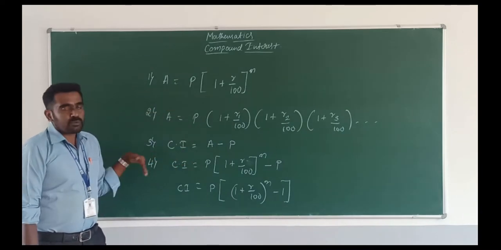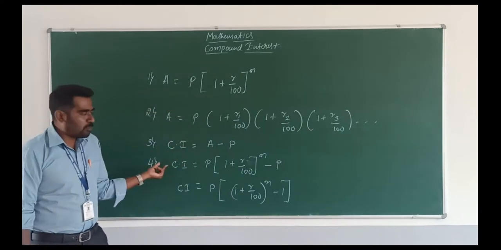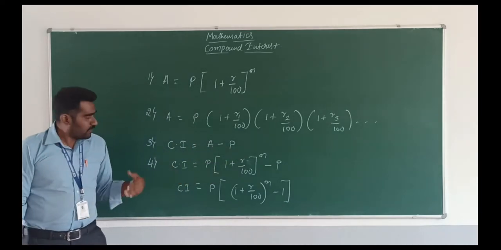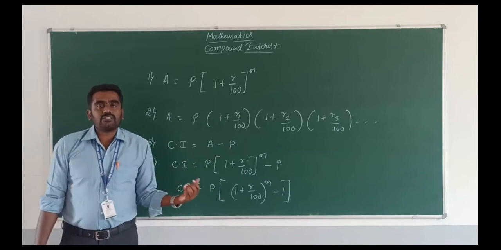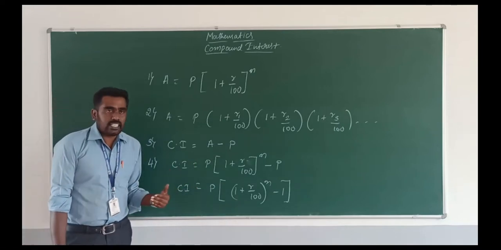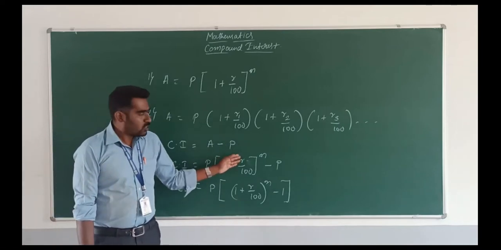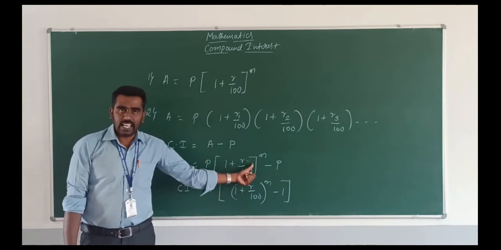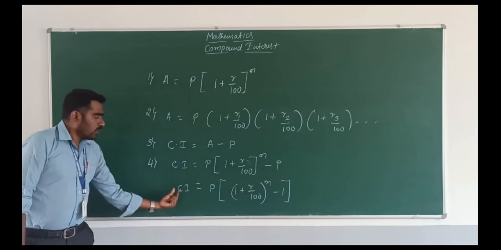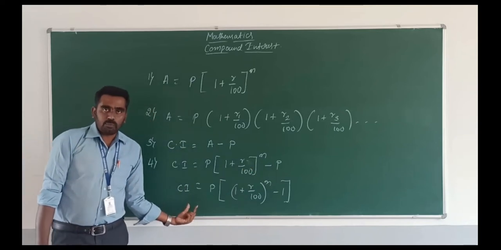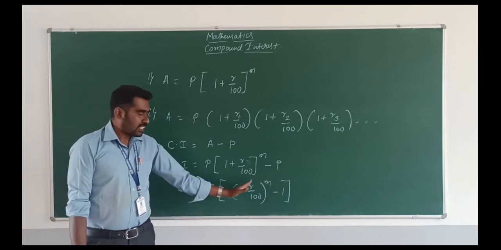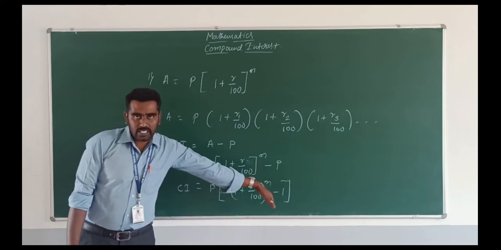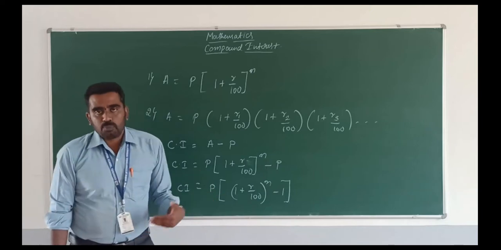We can move on to compound interest. The compound interest formula is amount minus principal. We can use the direct formula for finding the compound interest instead of amount minus principal. The amount formula is P of 1 plus R by 100 to the power n, minus P. So, the direct formula for finding the compound interest is P of 1 plus R by 100 to the power n minus 1. Now, let us move to the problem.